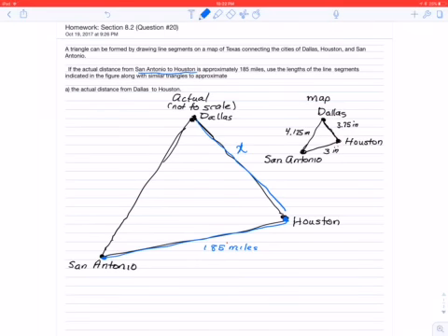So these are similar figures: the actual distances between the cities and the map distances between the cities. So I'll make a fraction of the actual distance from Dallas to Houston over the map distance from Dallas to Houston.